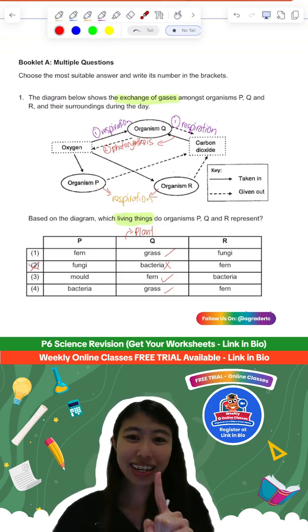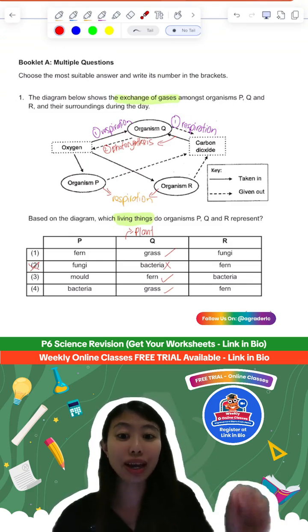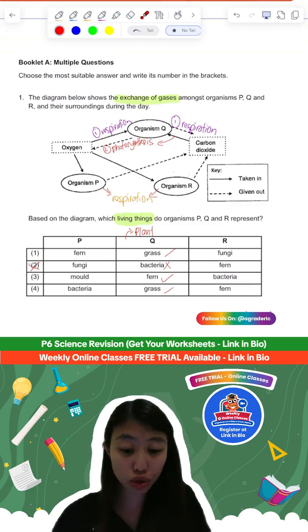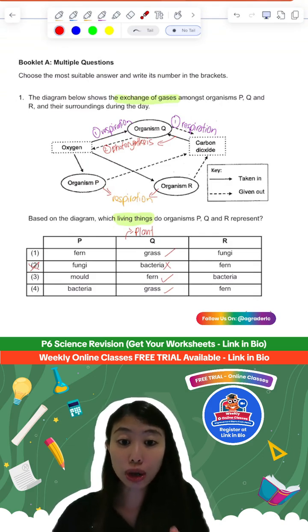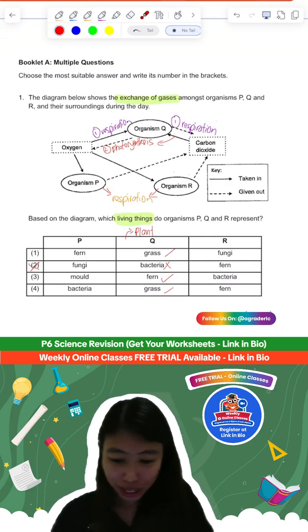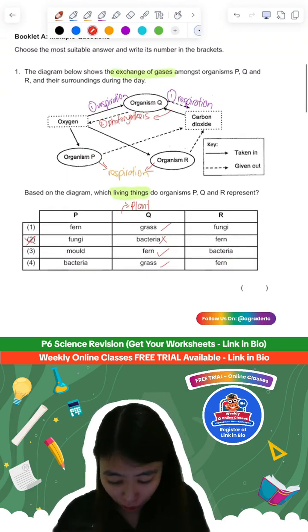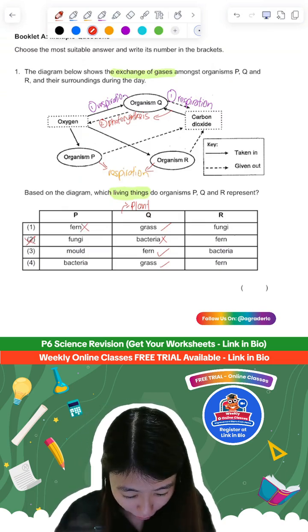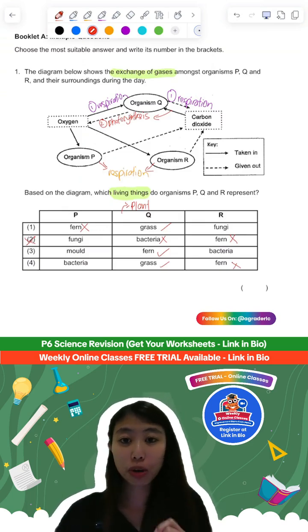If it goes through respiration, it's definitely a living thing, but because it doesn't go through photosynthesis, it's definitely not a plant. So for this, any living thing that is not a plant would be accepted. Fern is a plant, so it cannot be. I will cross out all the fern, because fern cannot be P or R.